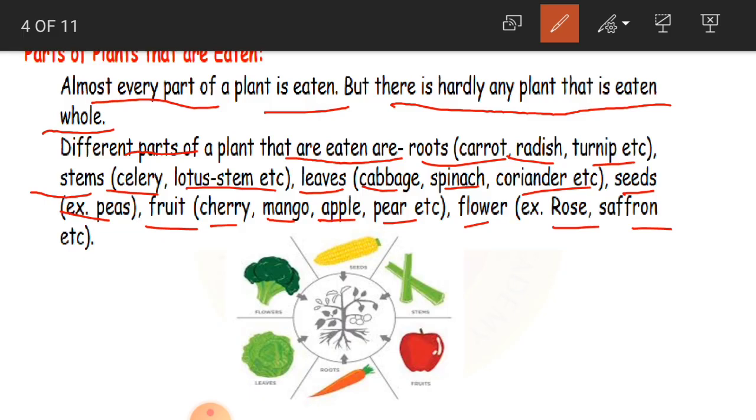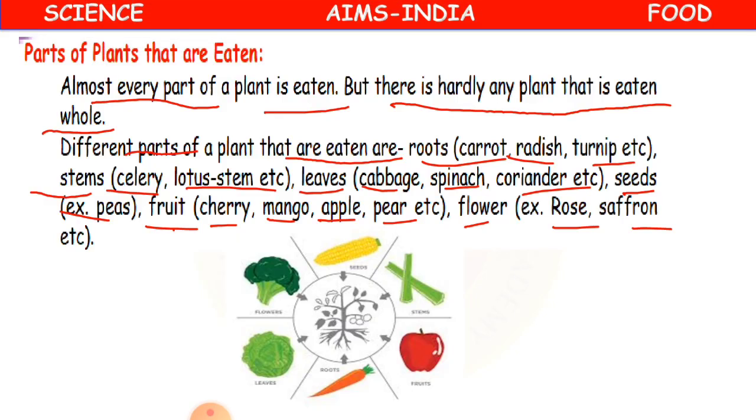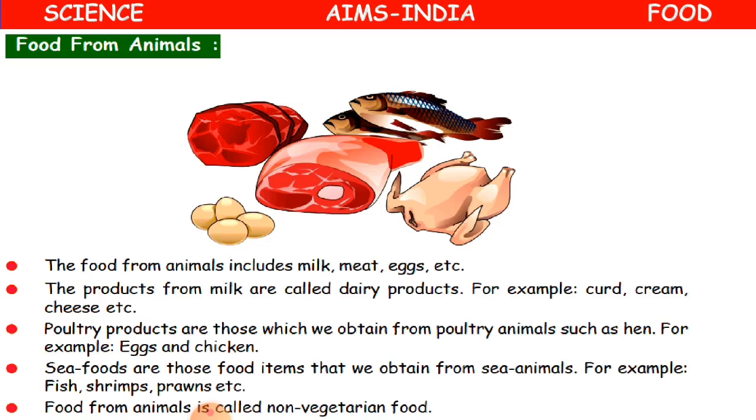Okay, children. So now, see, we have eaten almost every part of the plant now. We have eaten the roots, stems, leaves, seeds, fruits, flowers, and nothing is left over now. Clear? Yes. See, this is how we are going to eat parts of plants. Clear, children? And now, foods from animals.